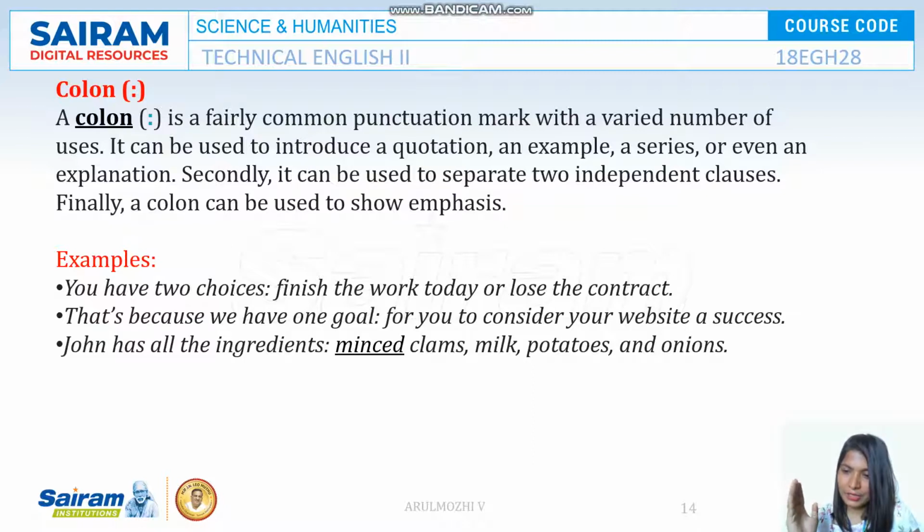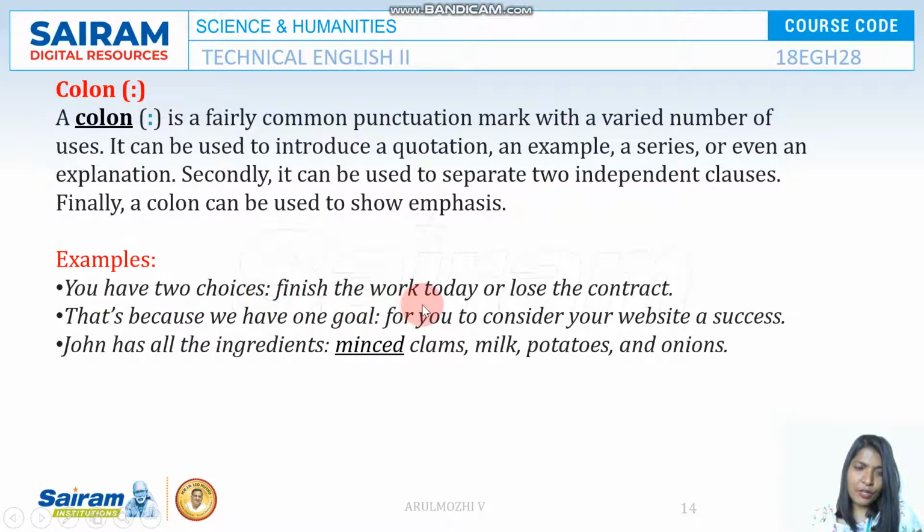When you write essays or theory essays during your exam, you say there are different types of pollution. Okay, first is air pollution colon, meaning the explanation is following. Something is following. That is the meaning of the colon. So when you have a colon, you say that the explanation is following. Okay. You have two choices. Colon, meaning the two choices are following.